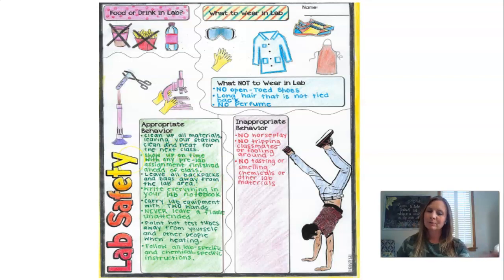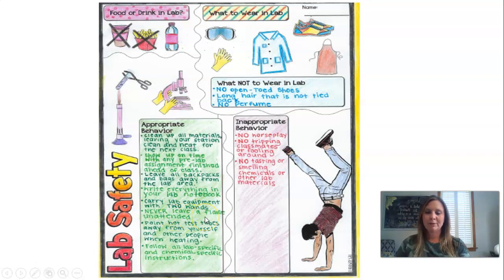Leave backpacks. We don't carry backpacks, but there are times that I'll ask you to clear off your lab tables, and we will just move everything to one side of the room, normally on the tables in the back. Carry lab equipment with 2 hands. That's really important. If we're using a microscope or beakers or graduated cylinders, we're carrying them very cautiously. With small classrooms, and sometimes a lot of students in a class, we have to make sure that we are very aware of our surroundings.